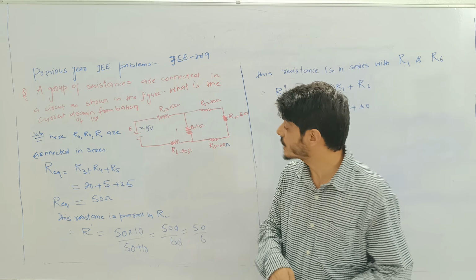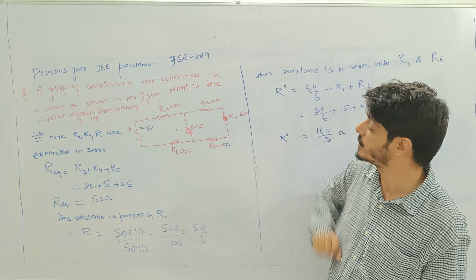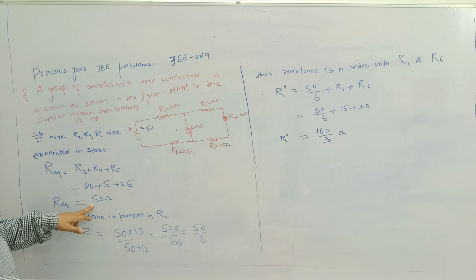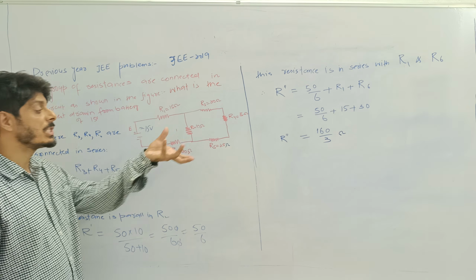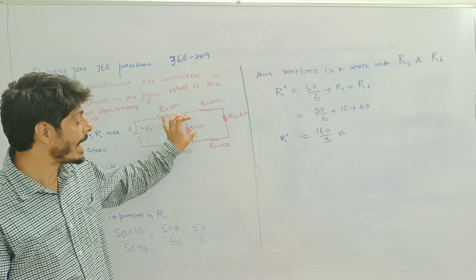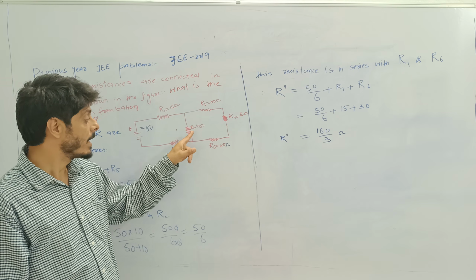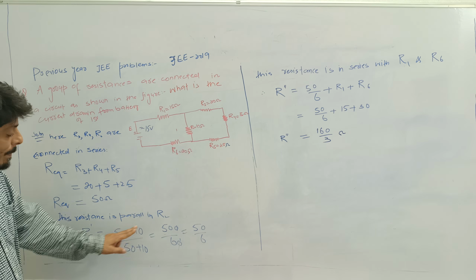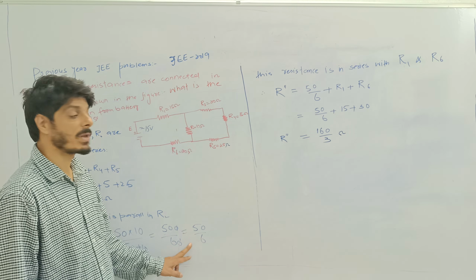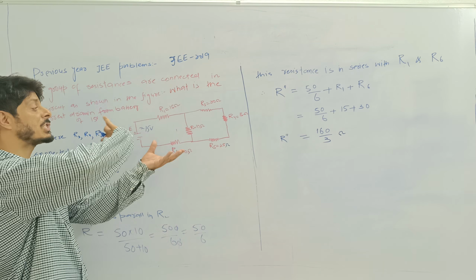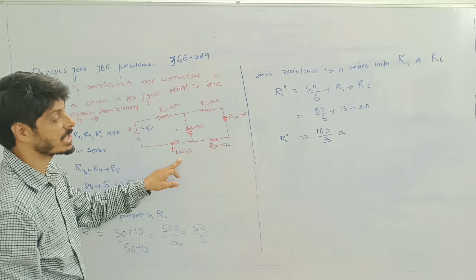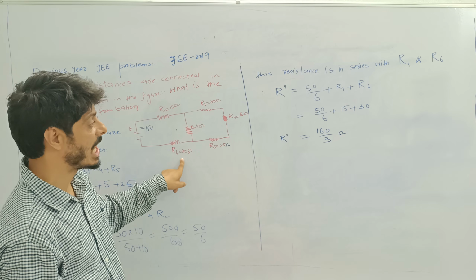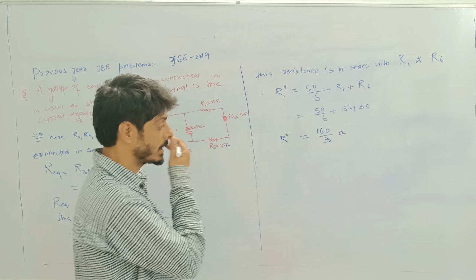Then first I will find the equivalent resistance of the third, fourth, and fifth resistances, and the equivalent resistance is given by 50 ohms. Then that equivalent resistance is in parallel combination with R2, and the equivalent resistance is 50 by 6. Then that resistance is in series with the first resistance and the sixth resistance, so the equivalent resistance is equal to 50 by 6 plus R1 plus R6, that is 160 by 3 ohm.